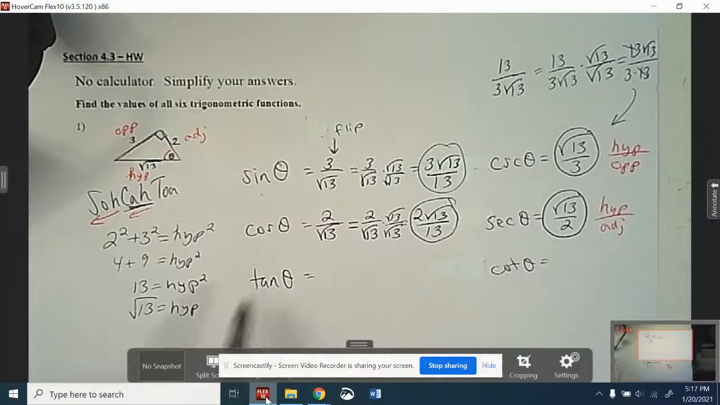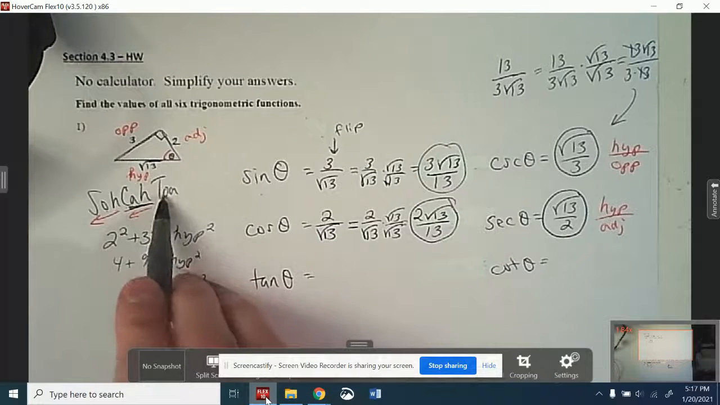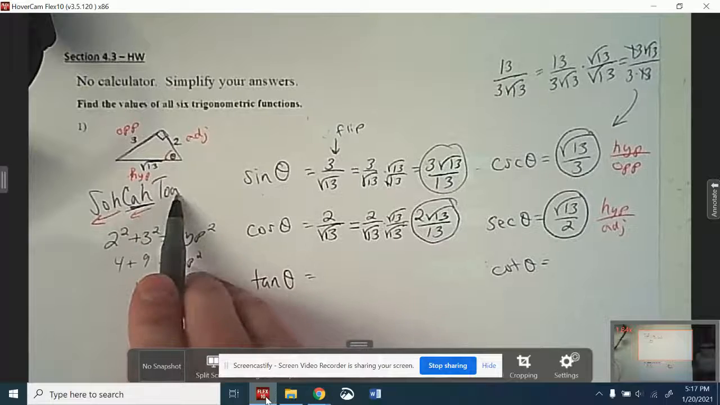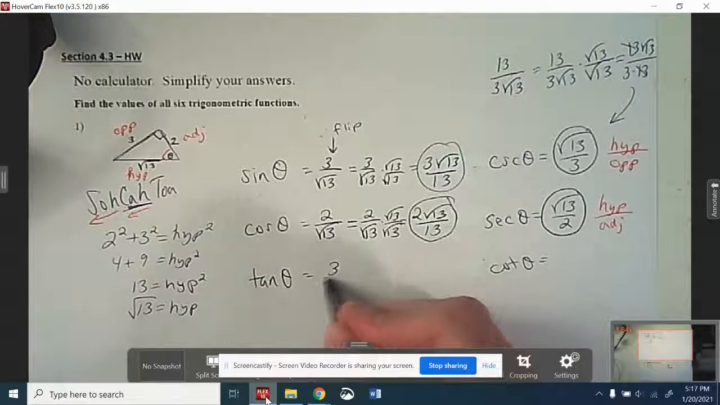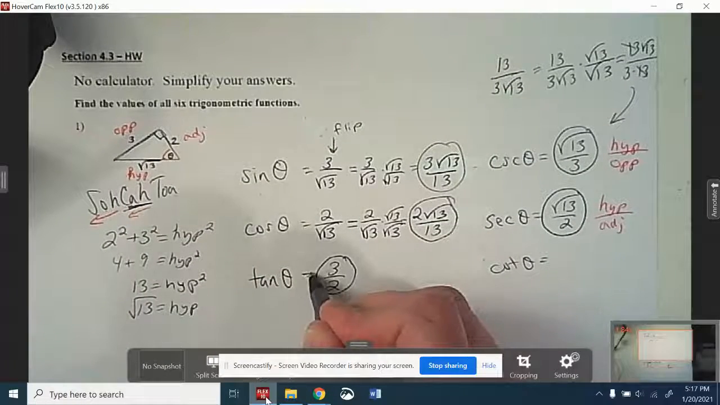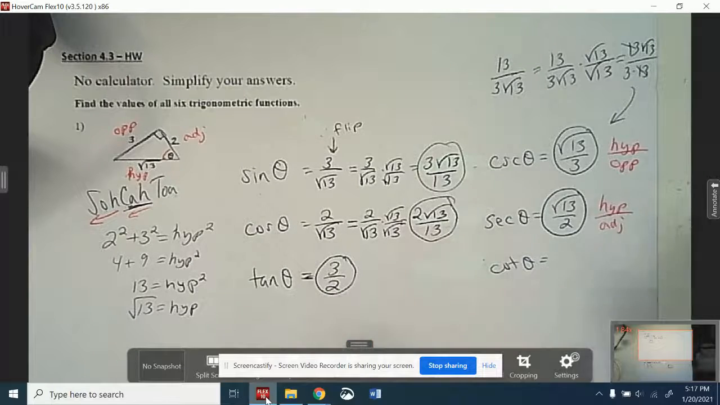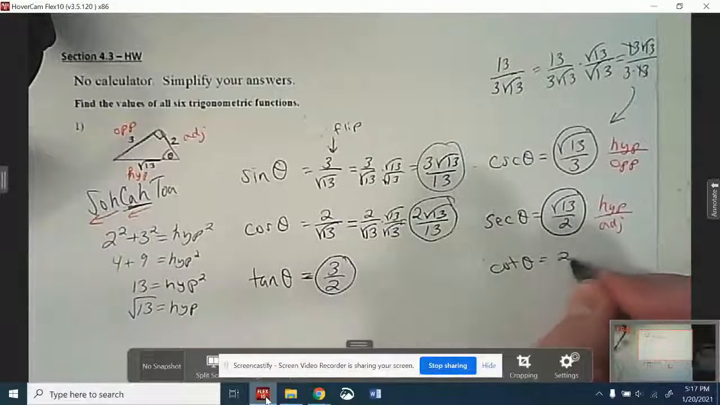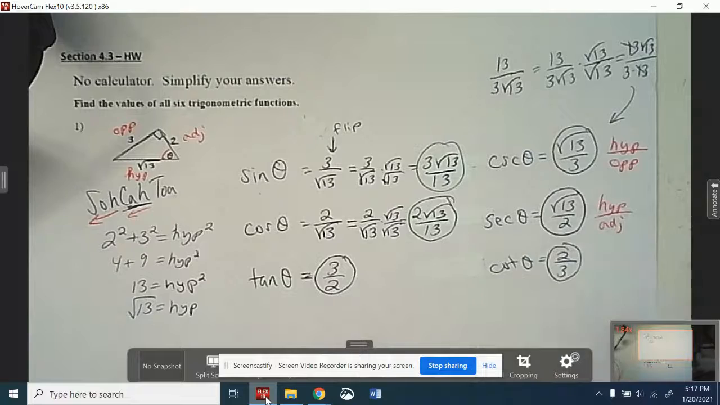All right. And then finally, for tangent, we have opposite over adjacent from SOHCAHTOA. Opposite over adjacent, which is 3 over 2. We're just going to leave that. We typically leave it as an improper fraction. We don't make it a mixed number or decimal. And cotangent would be 2/3.